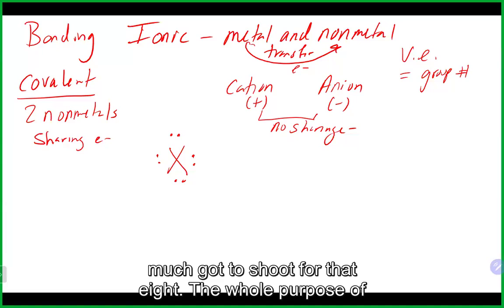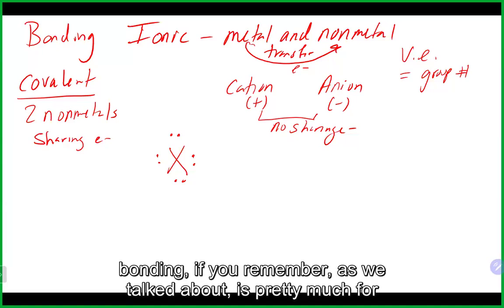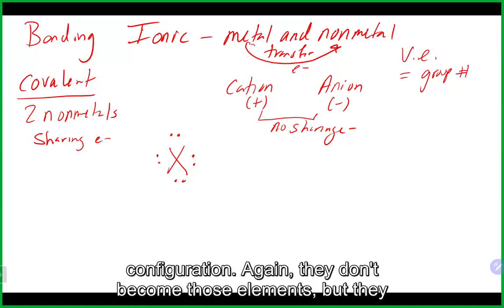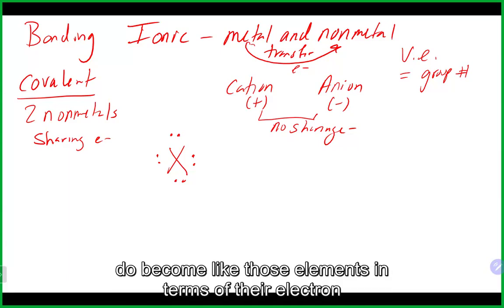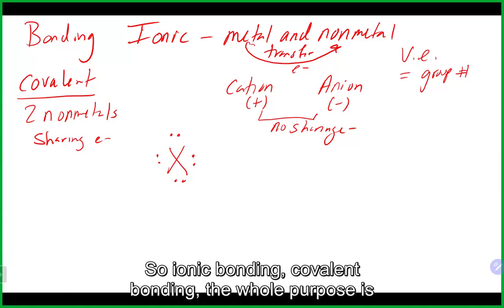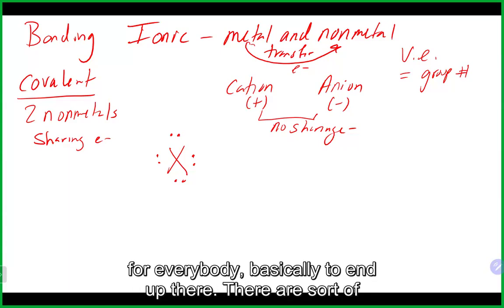The whole purpose of bonding, if you remember, is for everybody to end up with the group 8 noble gas electron configuration. Again, they don't become those elements, but they do become like those elements in terms of their electron configuration, and those elements are extremely stable. So ionic bonding, covalent bonding, the whole purpose is for everybody to end up there.